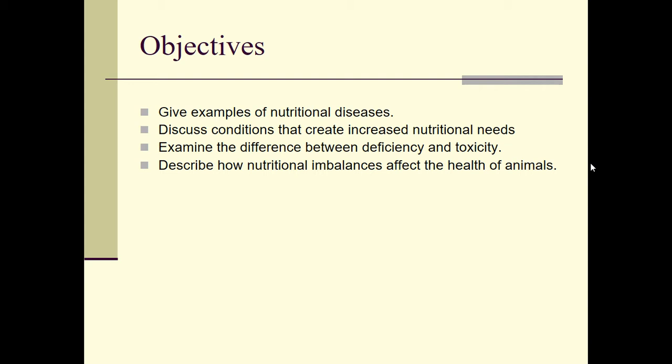Our goal for this lesson is to be able to give some examples of nutritional diseases, to be able to discuss some of the different conditions that can be created that increase, or really in some cases, depending on how you look at it, decrease the nutritional needs of an animal, know the difference between deficiencies and toxicities, and have a little bit of idea about how nutritional imbalances can affect the health of animals, which you are going to continue to explore with your next assignment.